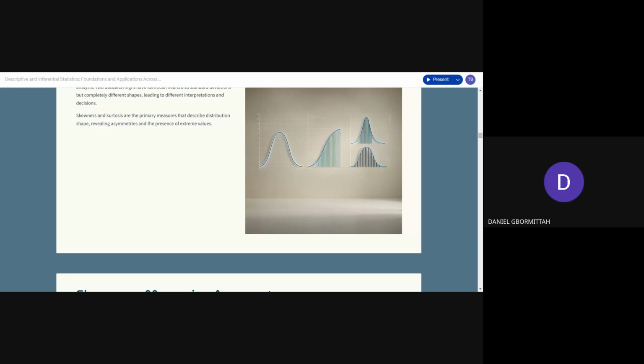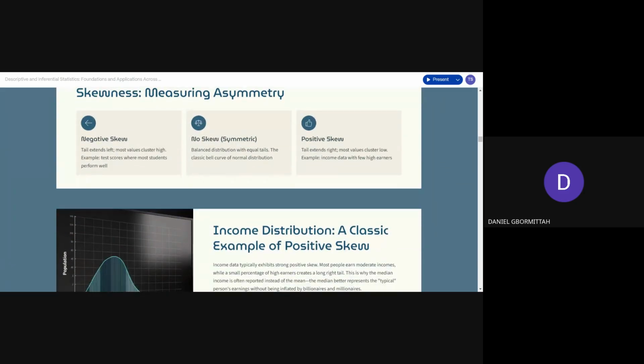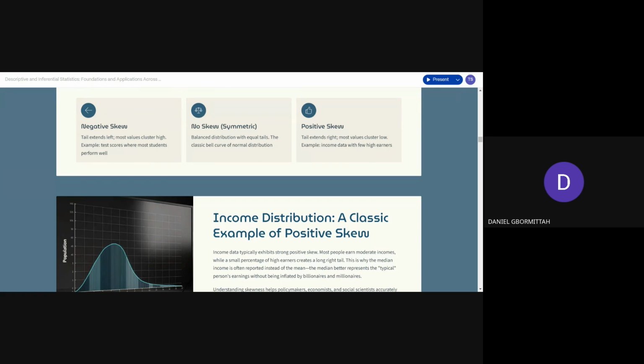But in cases where we don't have the normal performance of our students, then it will be skewed. So the skewed one, we have skewed to the left and skewed to the right. When it is skewed to the right, we say it's positively skewed. Now, what does it mean to say that your students' performance is skewed to the right or skewed to the left?